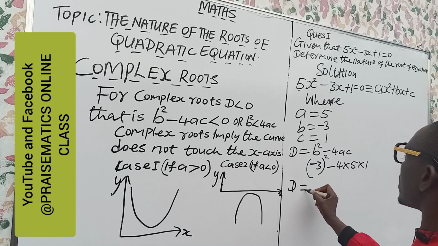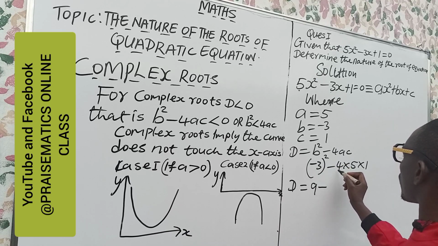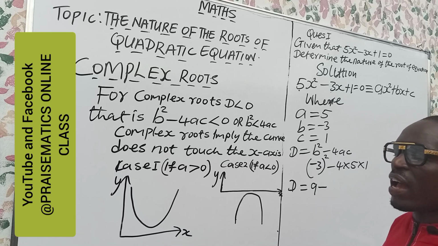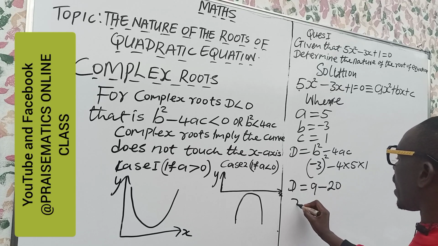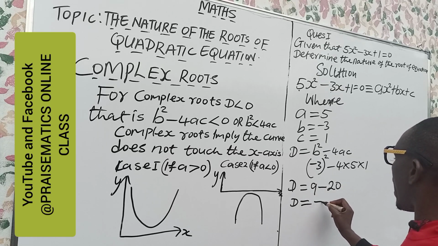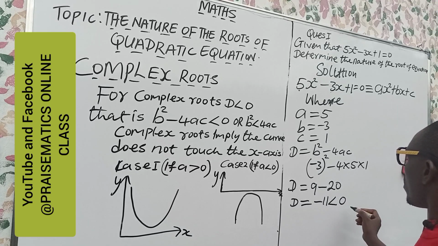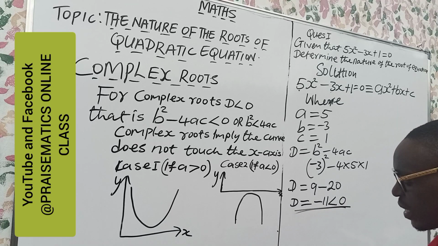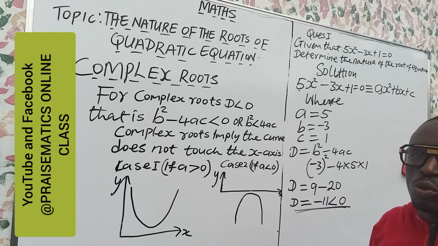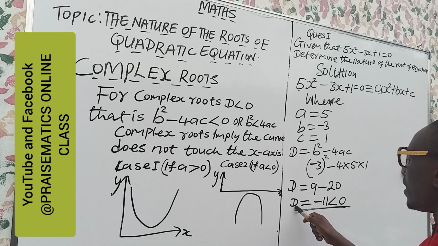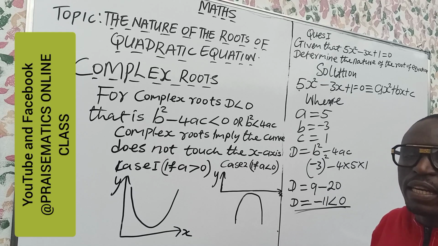Finally, the discriminant is equal to minus 3 times minus 3, which gives us 9, minus 4 times 5, which is 20, times 1. That gives us minus 11. And this minus 11 is strictly less than 0. So our answer is that the quadratic equation has a complex root, because the discriminant d is equal to minus 11, and minus 11 is less than 0.